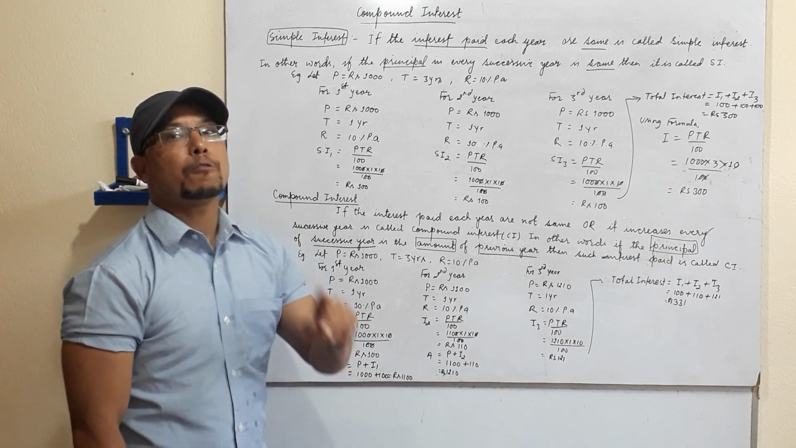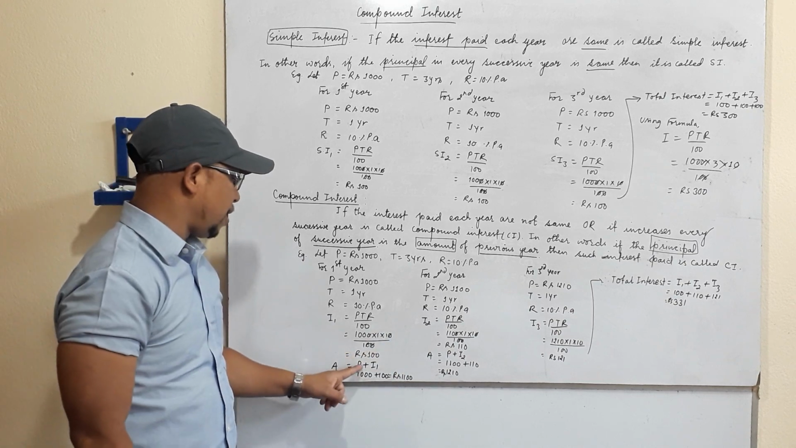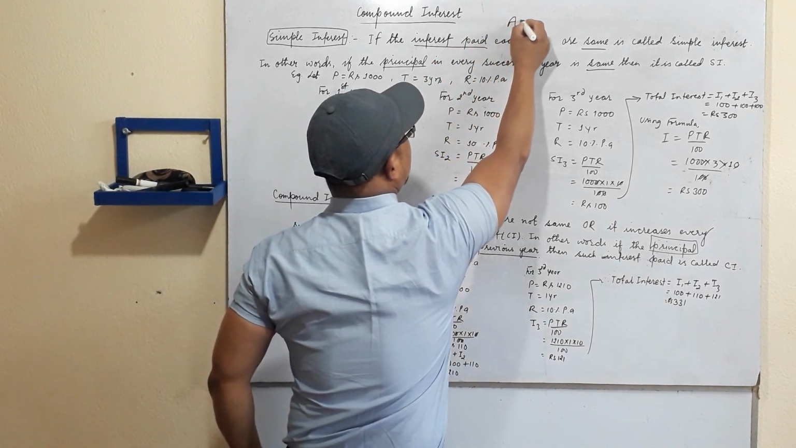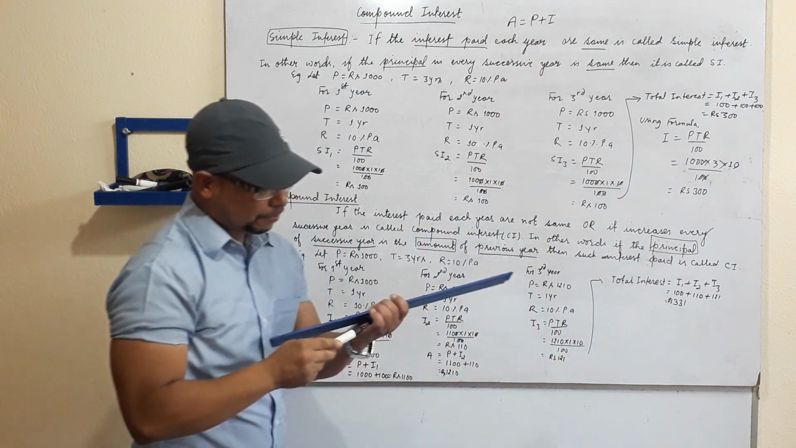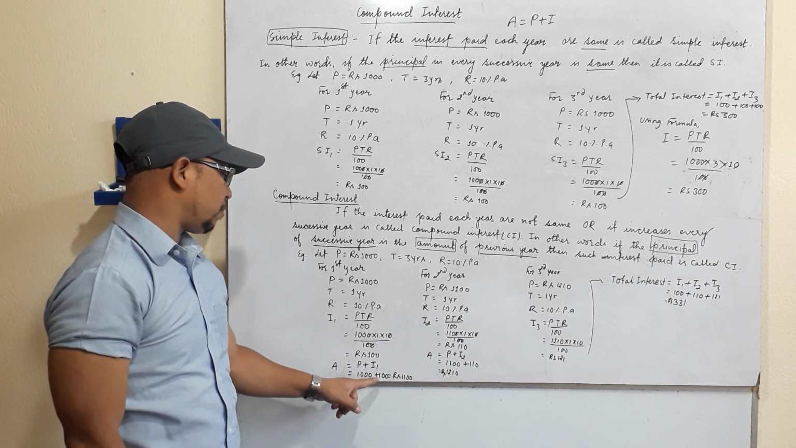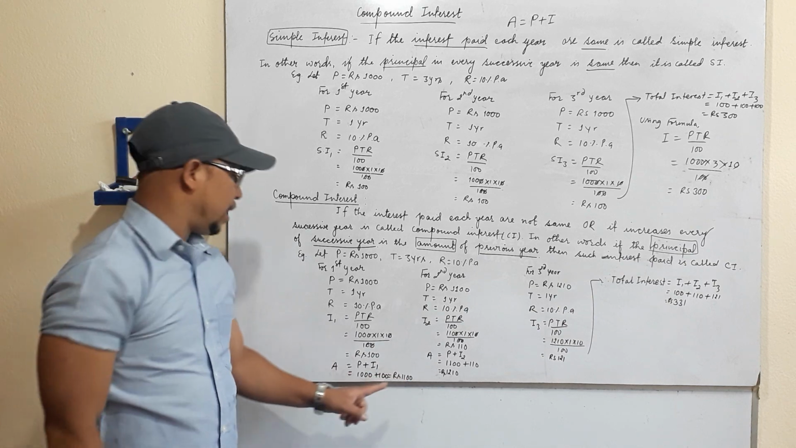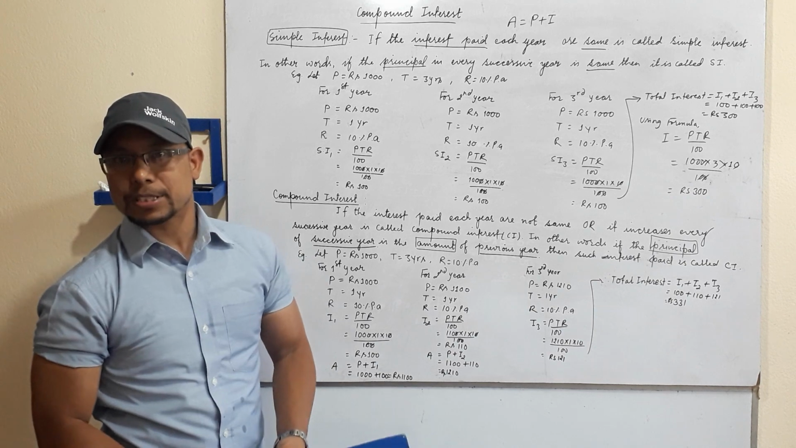And what is the amount in the first year? At the end of the first year, your amount formula is P plus I. Everyone knows the formula of amount; we have already read it in class 9. Amount equals P plus I. So 1000 plus 100 is 1100 rupees. The amount at the end of the first year is 1100 rupees.